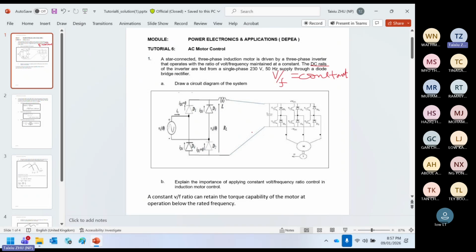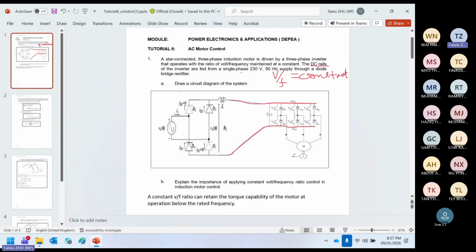Okay, where is the DC rail? The DC rail is this part. Of course, we have a filter now, so that this DC is a constant one. This one is the DC voltage supplied by a bridge rectifier, but with no control. It's a diode bridge.